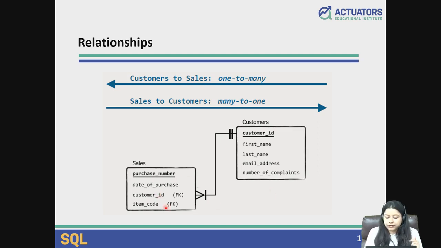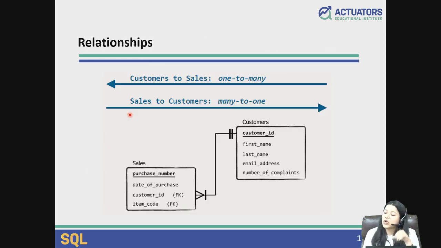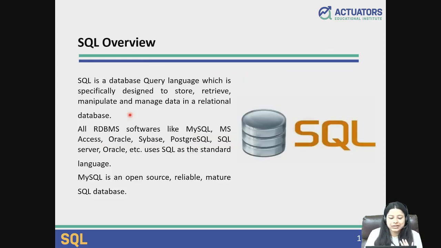Here, when I was explaining, in my customer number, I can repeat, see here 112 has been repeated twice, 42 is repeated twice. But here can I have the customer number repeated twice? No, this is the primary key. So what is the relation when I go from here to here? Many to one. All right, understood. We have one to one, many to one and so on. And we also have many to many relation as well, which we'll see later on.